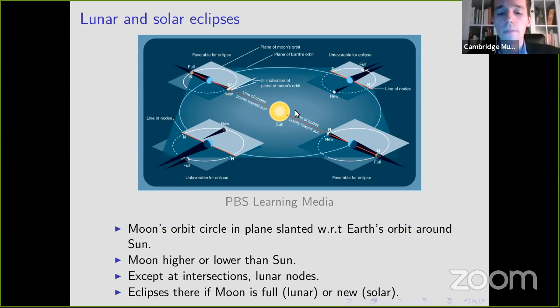A lunar eclipse happens if it is full moon, and a solar eclipse if it is new moon, and the moon happens to be on one of the lunar nodes.